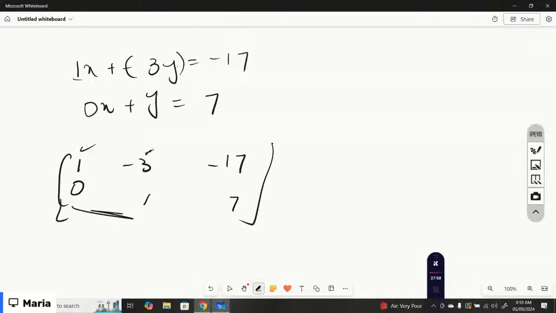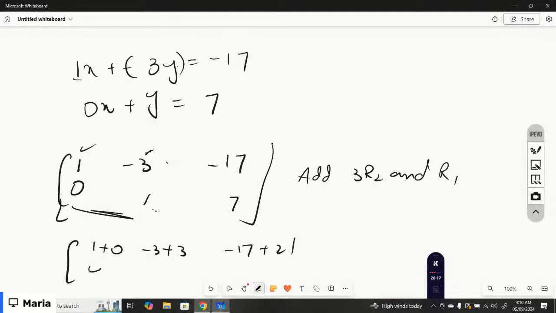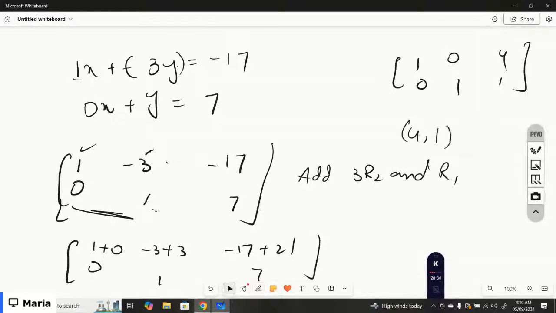So what you are going to do is add 3R2 and R1. You have to multiply this row by 3 and then add it to R1, right? That is 1 plus 0, -3 plus 3, -17 plus 21. So you have 1, 0, and 0, 1, and 21 minus 17 is 4, right? So that means the solution of the linear system is 4 and 1. Got it?